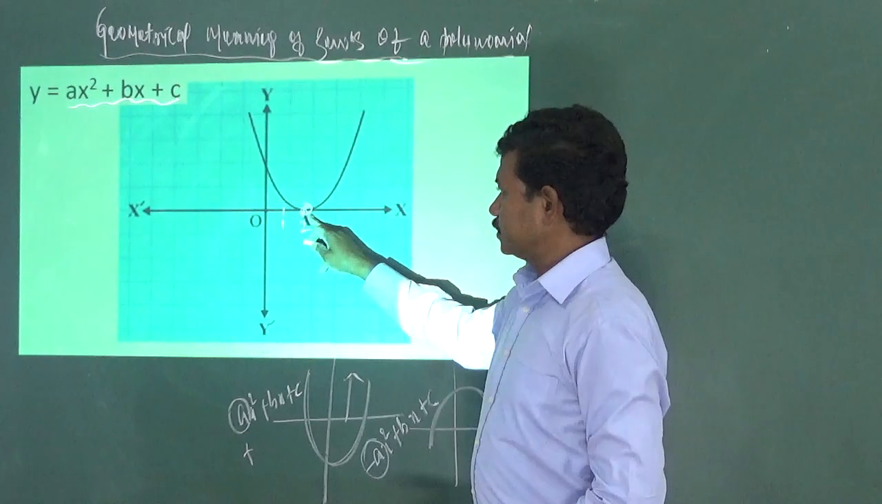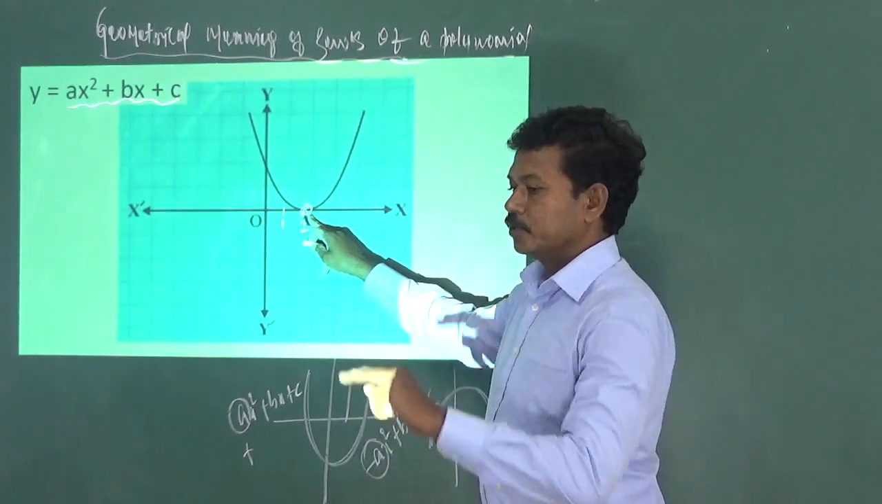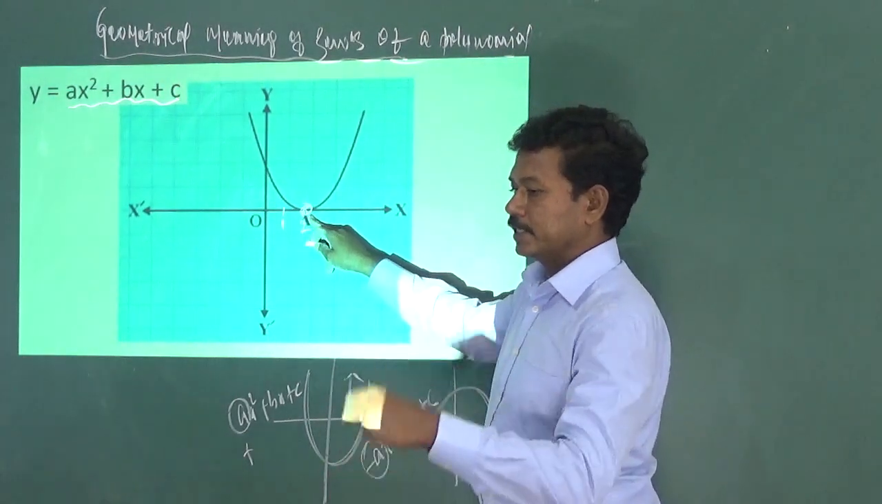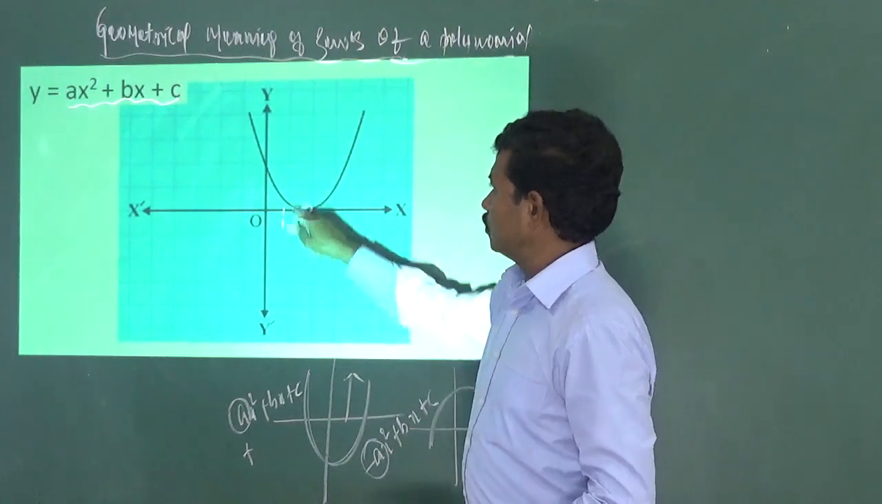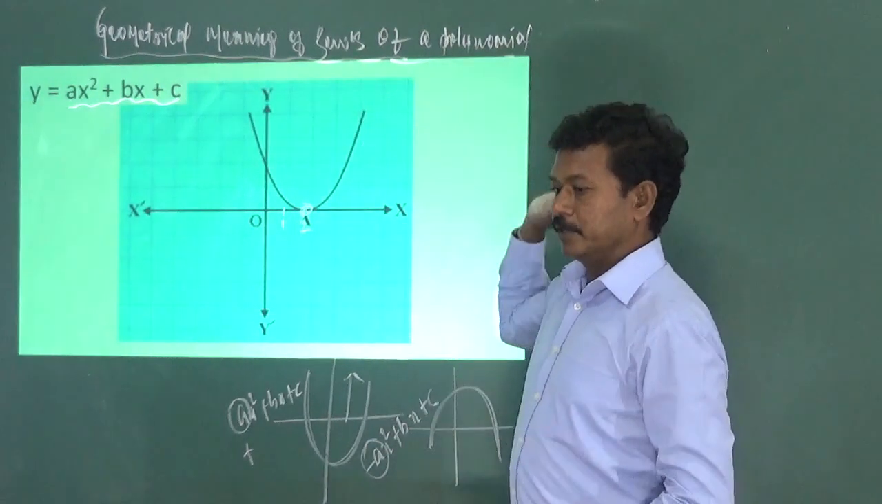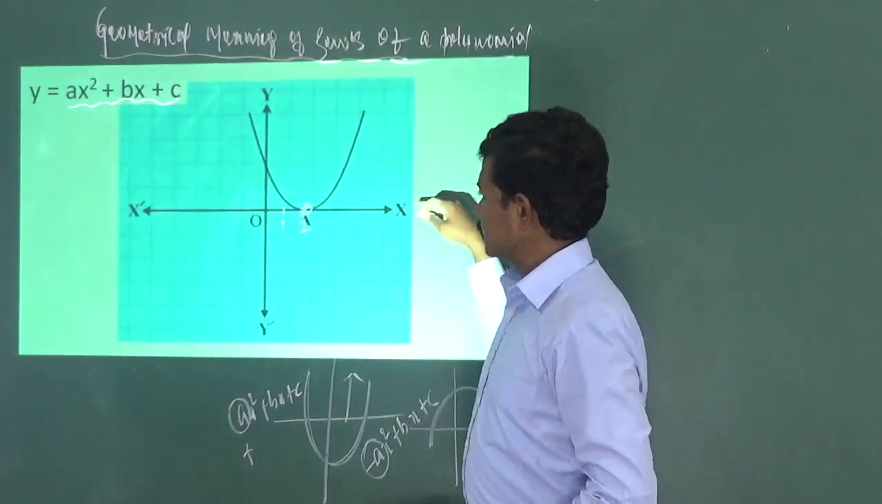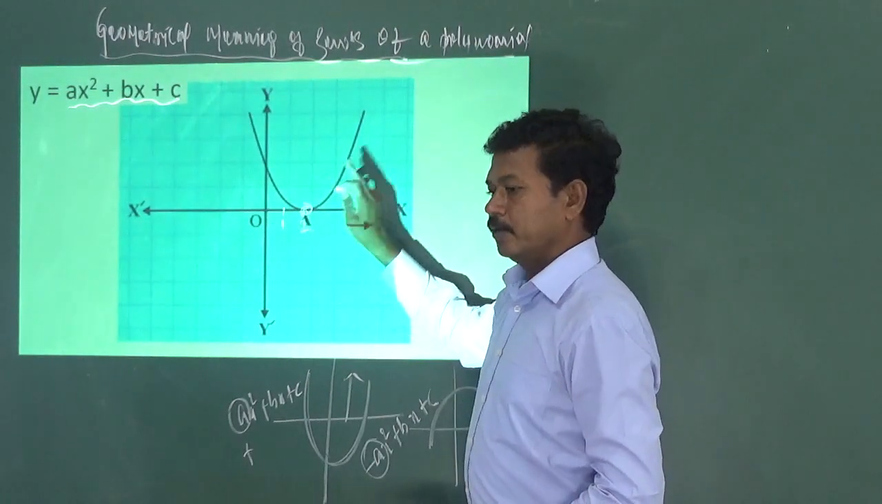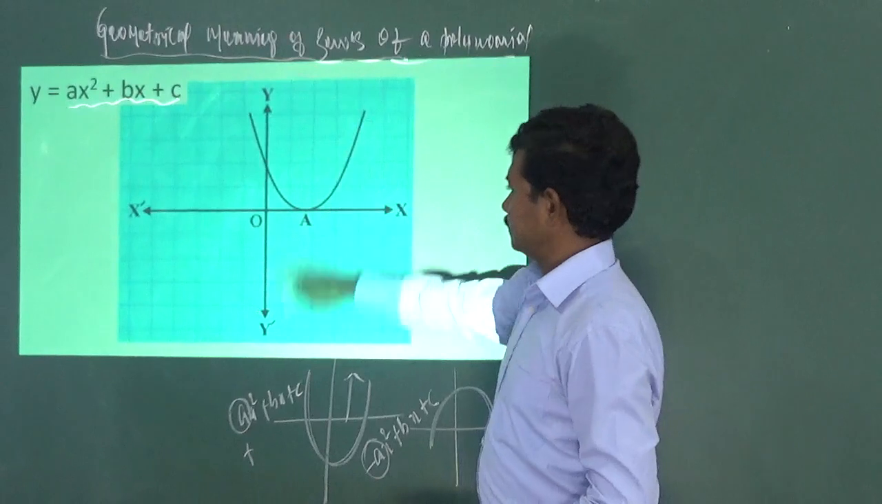So therefore 2 itself is taken twice. 2 and 2 are the zeros of this quadratic polynomial, because the quadratic polynomial intersects the x-axis at one and only one point. Right. Okay, next.